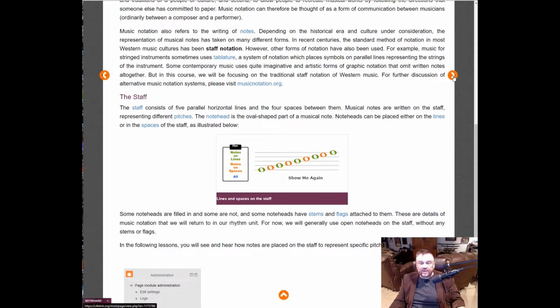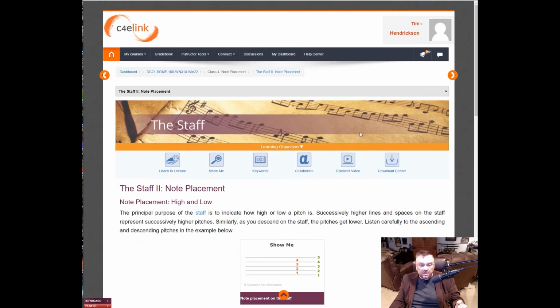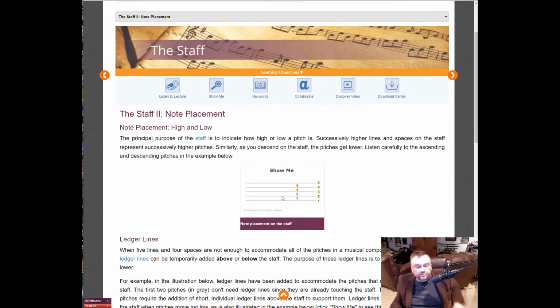Okay, so let's move ahead. We can talk more about the note placement on the staff. You can see here the 5 lines and the 4 spaces. This is just what we talked about a moment ago. Now, the reason for this demonstration is to show you that starting on the bottom, remember, low all the way up to high. Now, I'm going to bring the keyboard up here to demonstrate something for you.